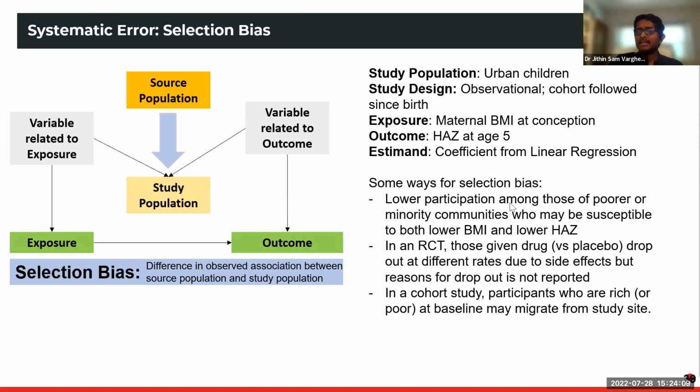So for example, there may be lower participation among those who are poorer or who are minority communities and who may be susceptible to both lower BMI and lower height for age. In a randomized control trial, those who are given the drug may drop out at different rates from those who are given the placebo due to side effects, but the reason for dropout is not reported. And finally, in cohort studies, participants who are rich or poor at baseline may migrate from the study site or may refuse to provide the data. This is how selection bias happens.